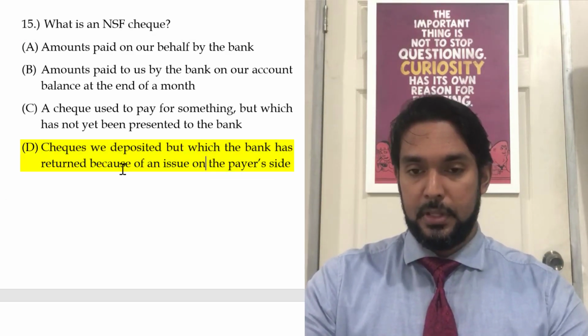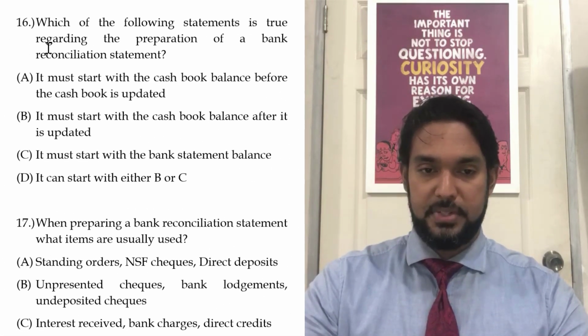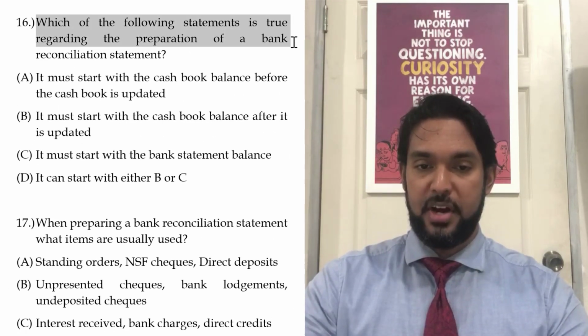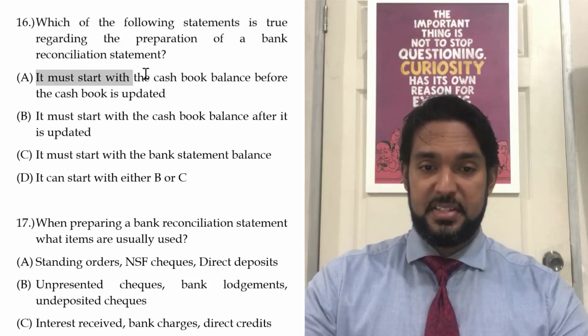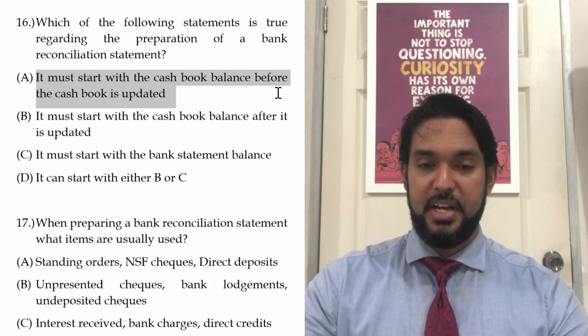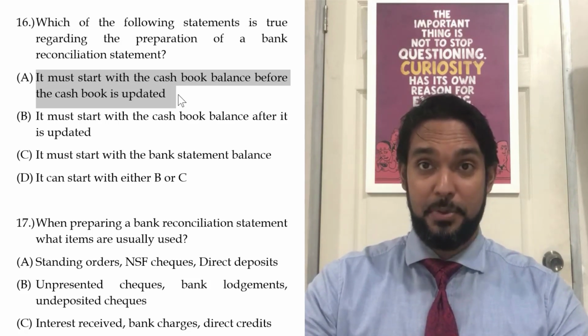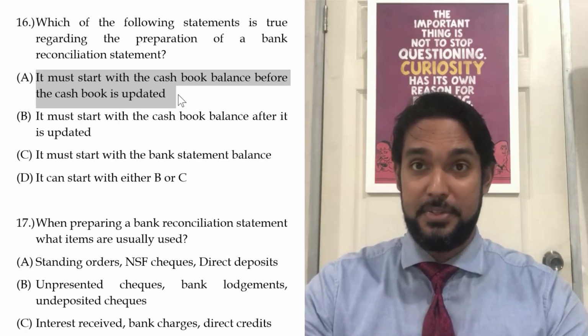Okay. Now let's scroll down and go across to number 16. Which of the following statements is true regarding the preparation of a bank reconciliation statement? So let's see if we know our stuff. It must start with the cash book balance before the cash book is updated. That is definitely wrong. If you're doing a Bankrec, updating the cash book is the first thing you have to do.